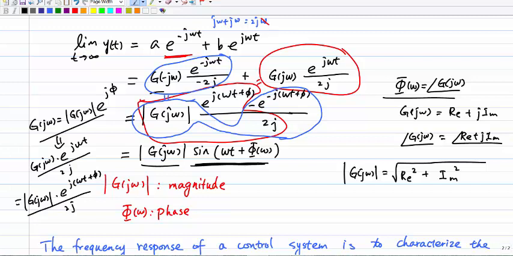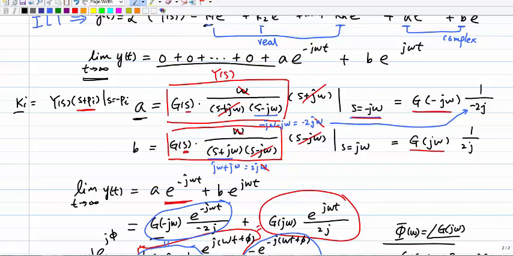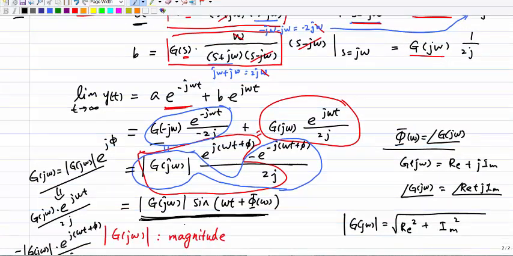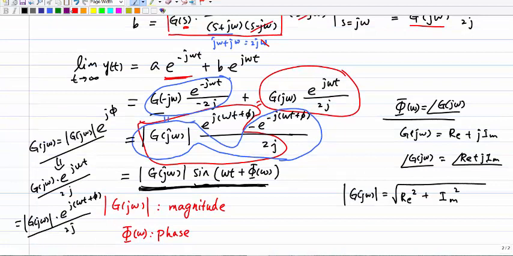Once you do that, you see a very interesting phenomenon here. My output was steady state. As t goes to infinity, all my transient part will be 0. They're all gone. So the final steady state is a sinusoidal function, as you see over here, a sine function with a shift of the angle. Basically, you times some magnitude. We want to quantify this: the magnitude of G(jw) we define as the magnitude, and this is the phase.